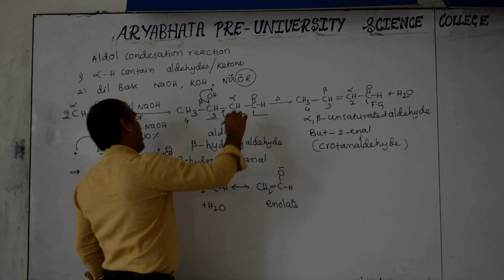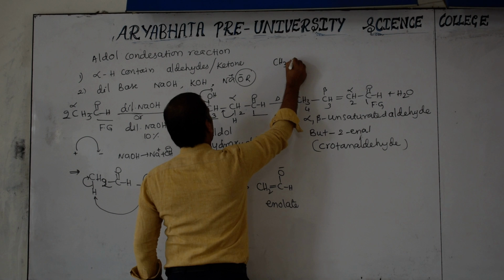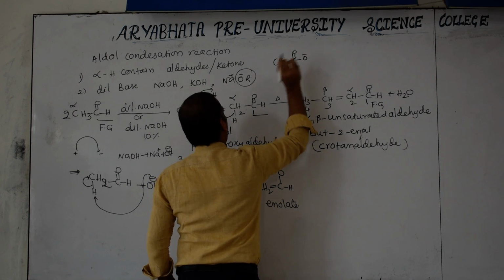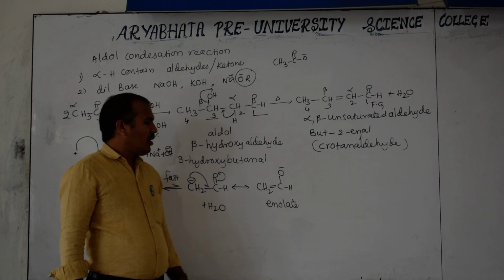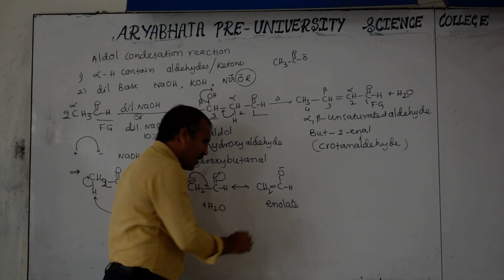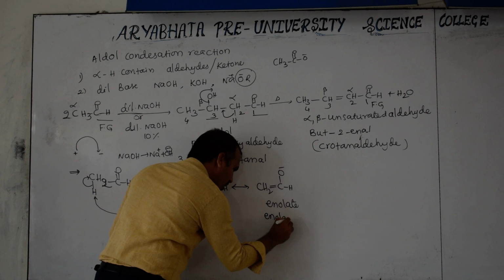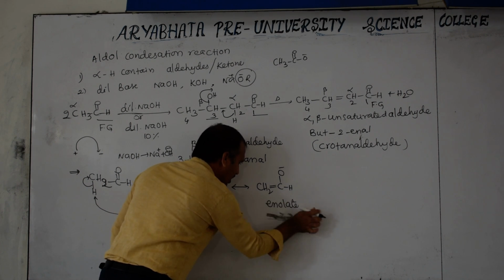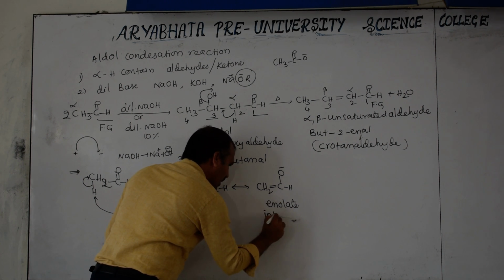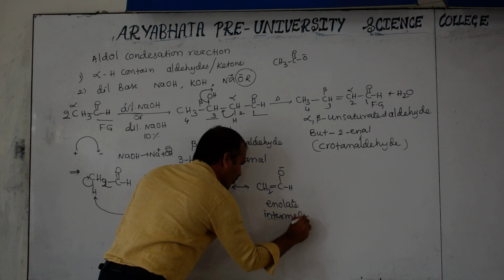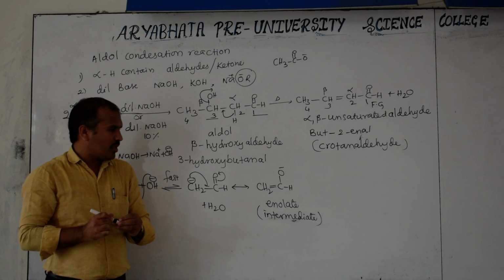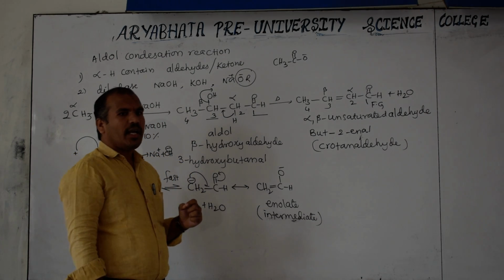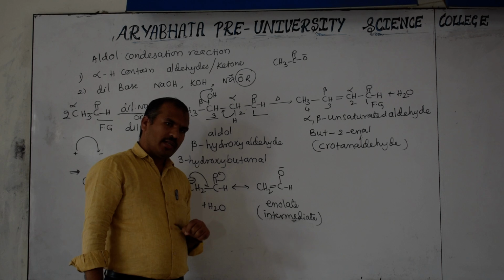Last class somewhere I gave CH3 C double bond O minus, carboxylate. Then here this is enolate. So this is the intermediate in this reaction. Keep in mind, enolate. Right now I am going to say this is the intermediate. In many competitive exams, this question is asked in the aldol reaction: which is the intermediate? Enolate.